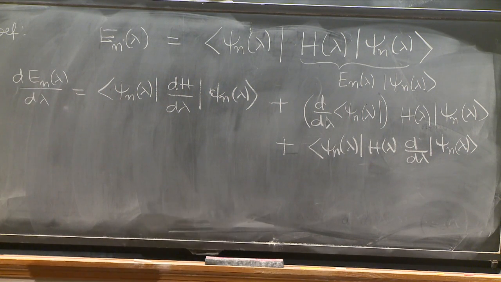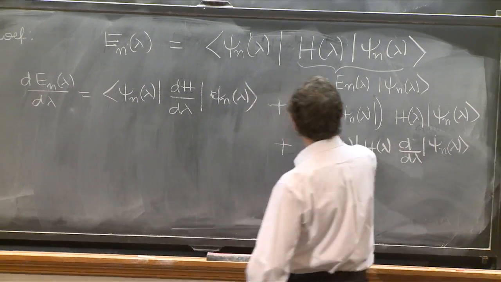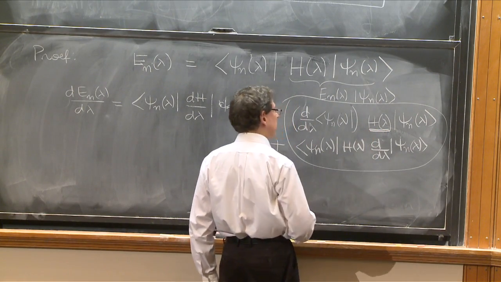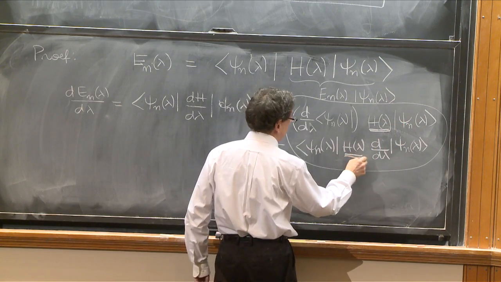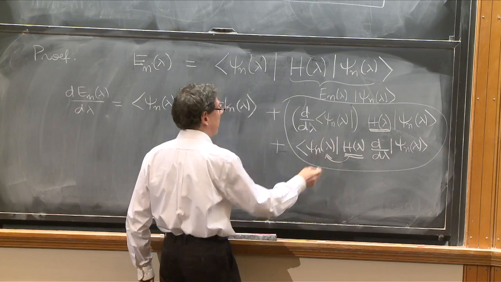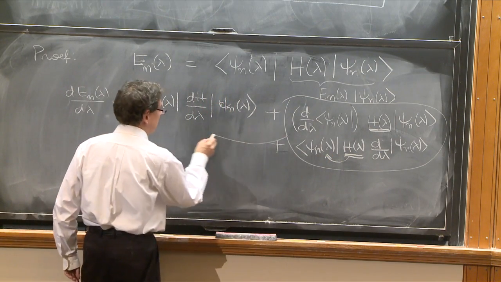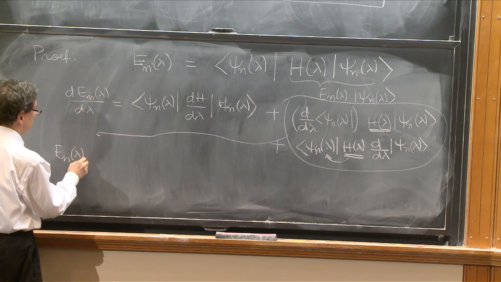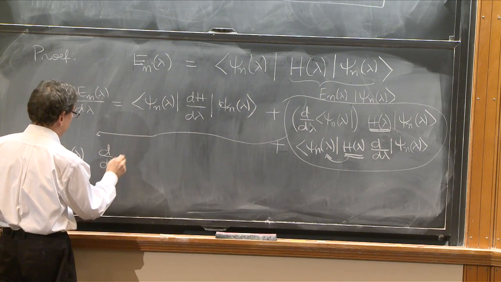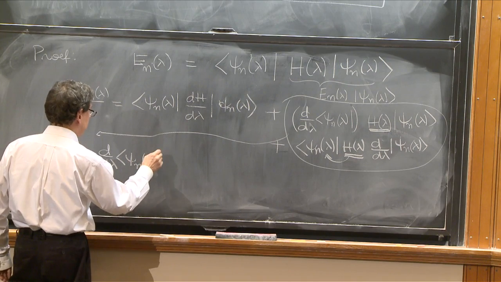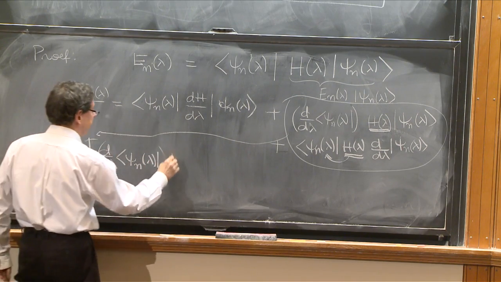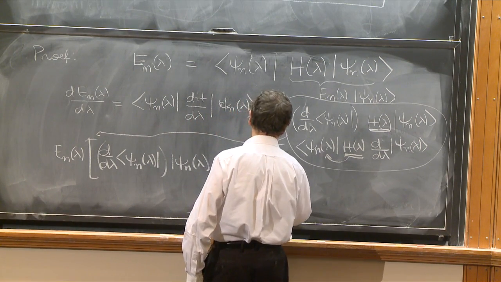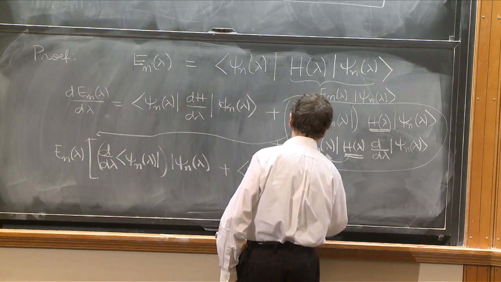And the reason these terms are going to vanish is that you can now act with H again on psi n. H is supposed to be Hermitian, so it can act on the left. And therefore, these two terms give you En of lambda times d lambda of psi n of lambda, psi n of lambda, plus the other term, which would be psi n of lambda, the bra, times the derivative of the ket.